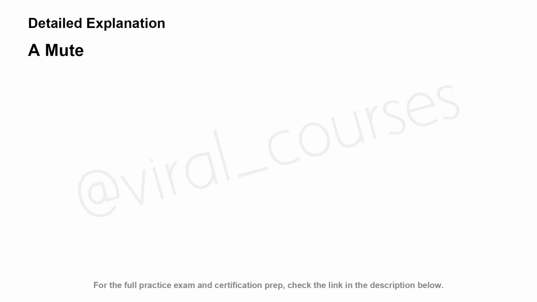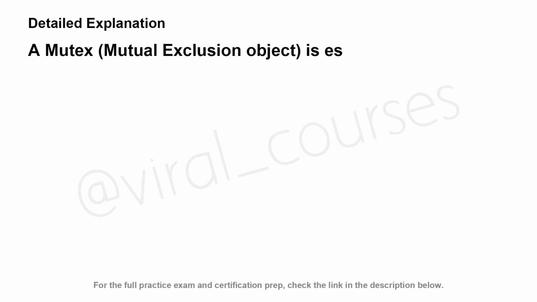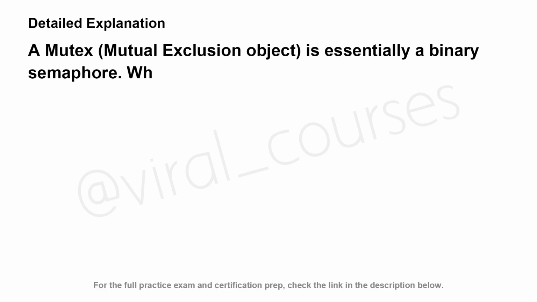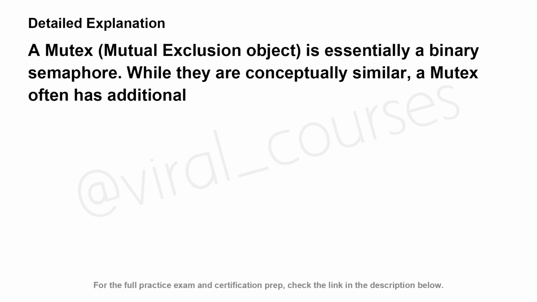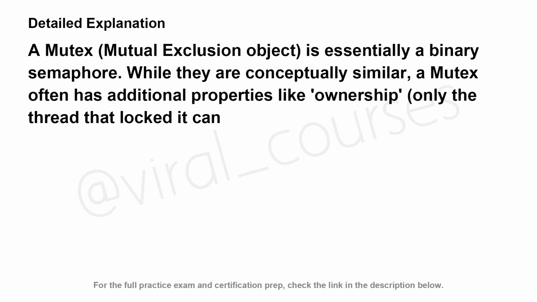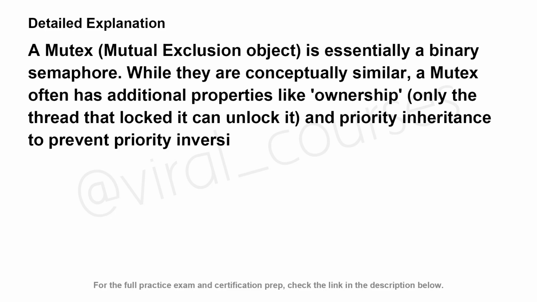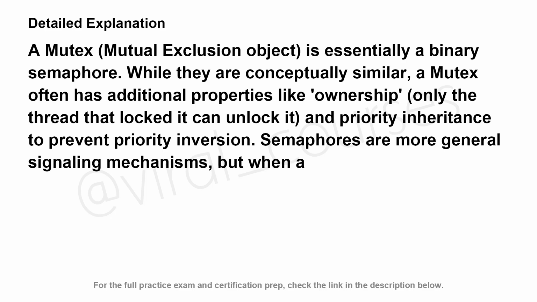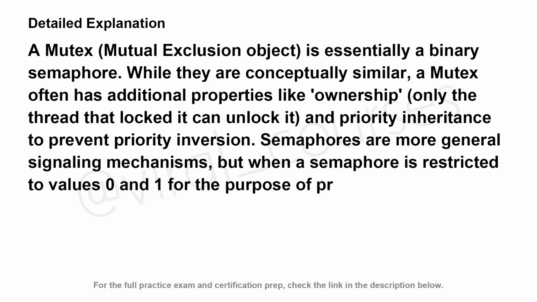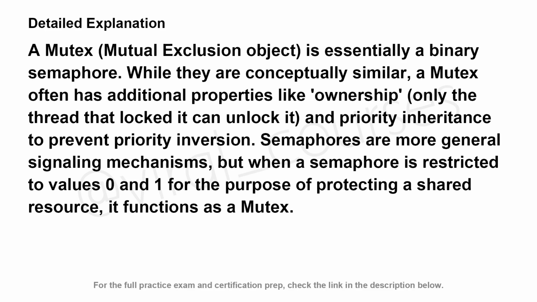A mutex, mutual exclusion object, is essentially a binary semaphore. While they are conceptually similar, a mutex often has additional properties like ownership, only the thread that locked it can unlock it, and priority inheritance to prevent priority inversion. Semaphores are more general signaling mechanisms. But when a semaphore is restricted to values 0 and 1 for the purpose of protecting a shared resource, it functions as a mutex.